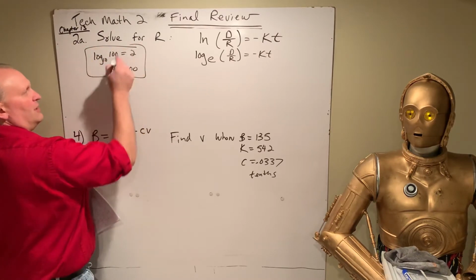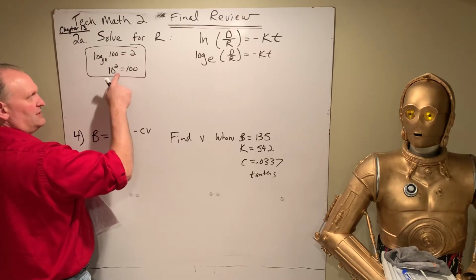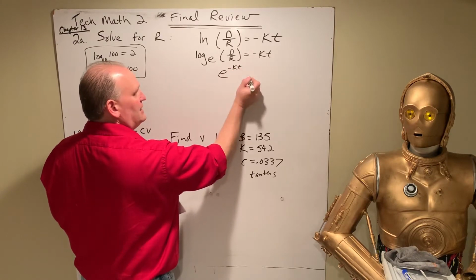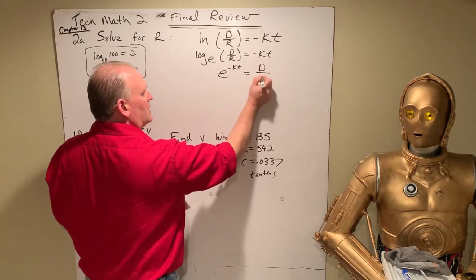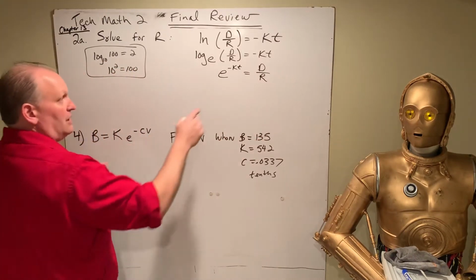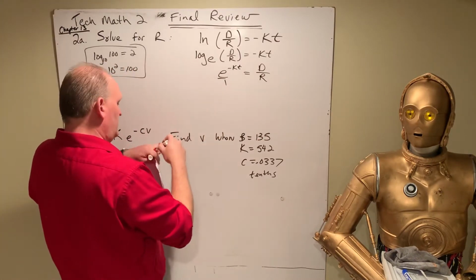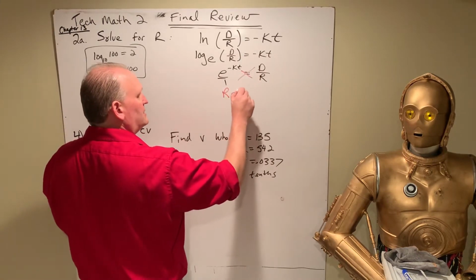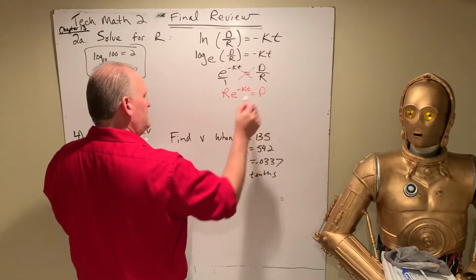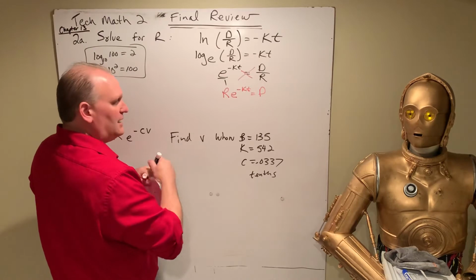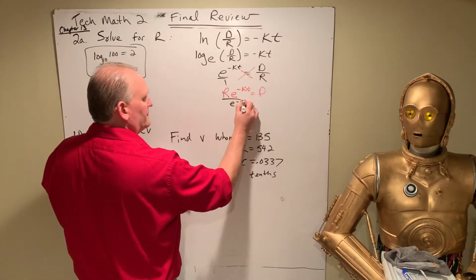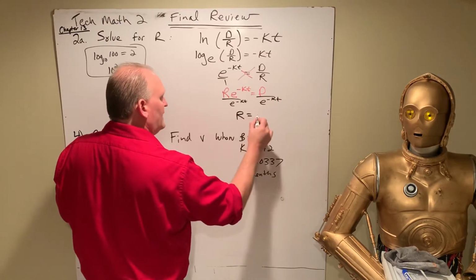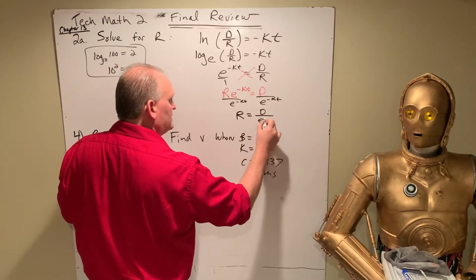So 10 squared is equal to 100. So if you want to write it without a log, you can just change all the components into this form. And so we're going to do that. e to the negative KT is equal to D over R. All right, and now we want to solve for R. So we'll say that's over 1. We'll just cross multiply. R e to the negative KT is equal to D. And then we'll divide anything that isn't R. And this is good enough. You can leave it like this.